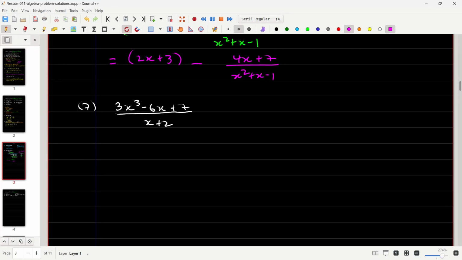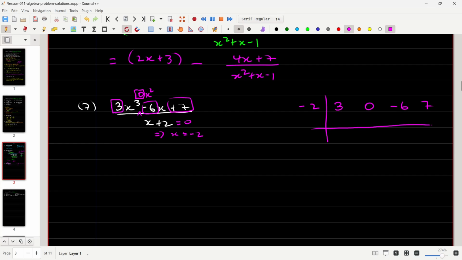So let's pull out the coefficients, which is 3 for this one. We don't have an x squared here, so that's 0x squared, the next coefficient. Then the next coefficient is minus 6, and the last coefficient is 7. So the coefficients are 3, 0, negative 6, and 7. Then we put the divisor equal to 0, and that implies that x is equal to minus 2. So I'm going to put minus 2 out in front of here.